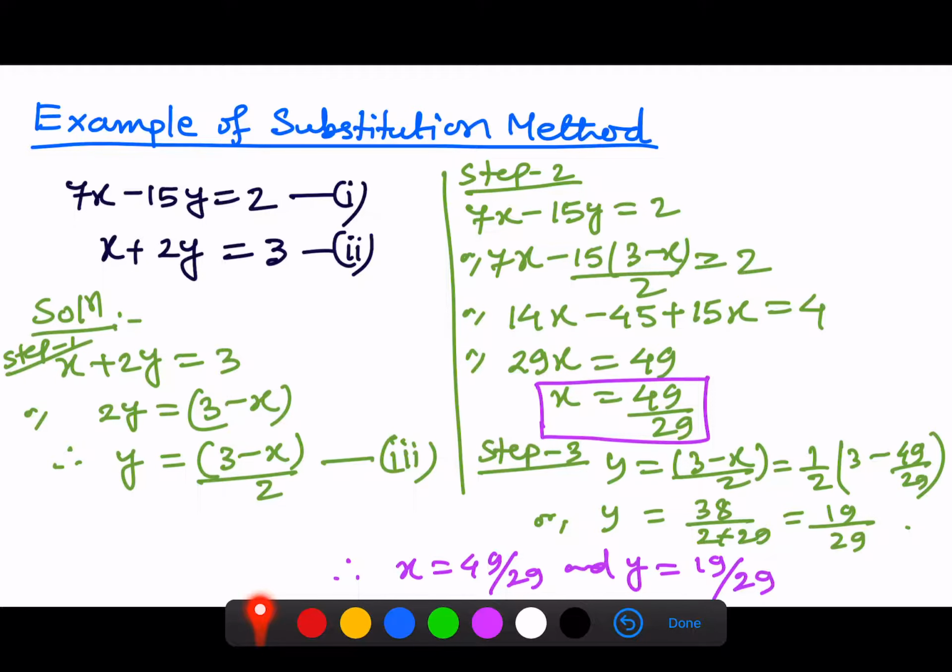So when we solve these two variable linear equations, we get one single point, which is x equals 49 by 29 and y equals 19 by 29. This point also lies on these two straight lines. If you put x equals 49 by 29 and y equals 19 by 29 in equation 1 or equation 2, you will find the LHS is equal to the RHS. So this point also lies on these two straight lines.